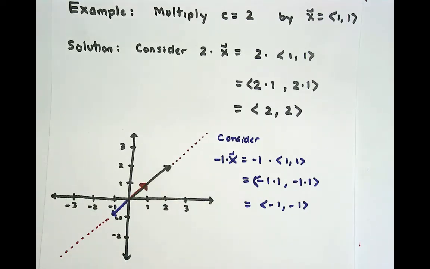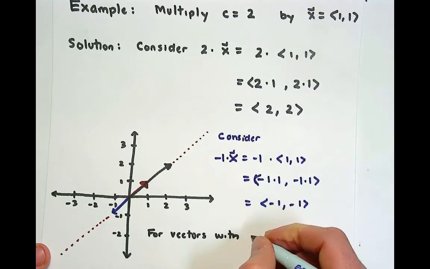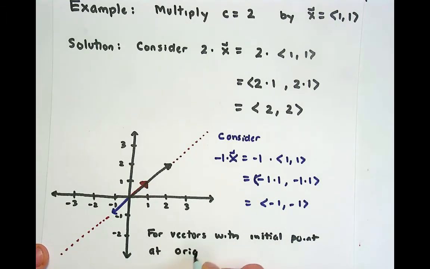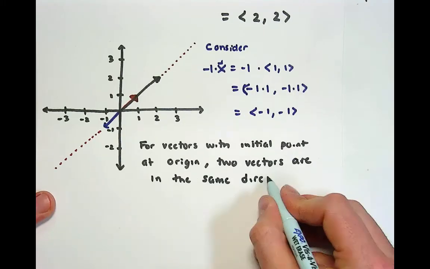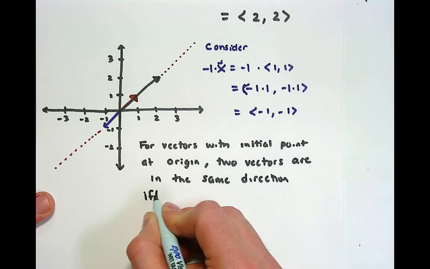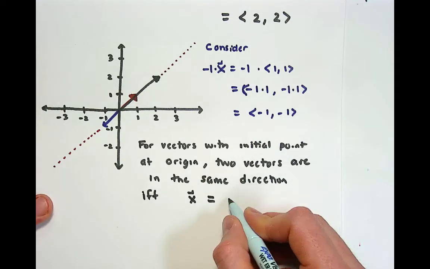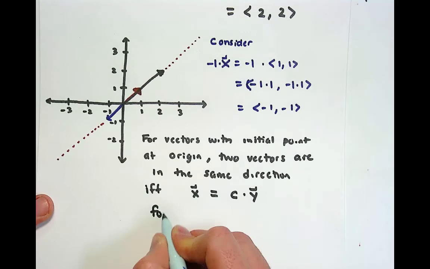So in other words, for vectors with initial point at the origin, two vectors are in the same direction if and only if one of the vectors can be written as a scalar multiple of the other vector for some scalar.